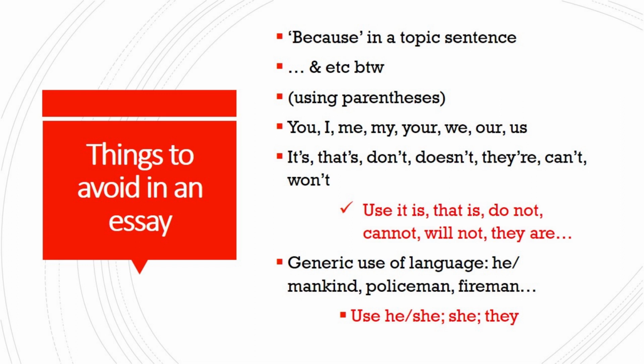The last thing that you have to keep in mind is to avoid generic use of language. Sometimes when we talk about student, teacher, or friend, for example, we tend to refer to them as he. This is a kind of sexist language because this teacher or student or friend can also be a female, can also be a girl or a woman. Then, instead of referring to them as he, we can use he or she, or we can use they in plural. Also, when we talk about mankind and policemen and firemen, these are instances of sexist language.